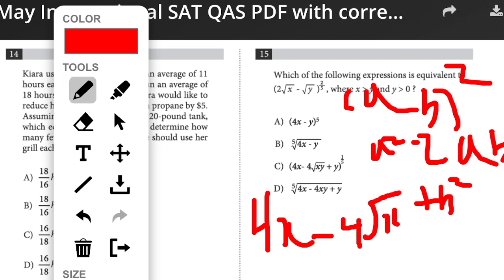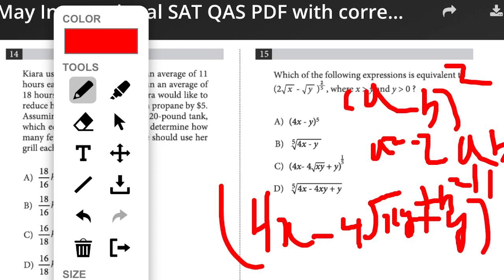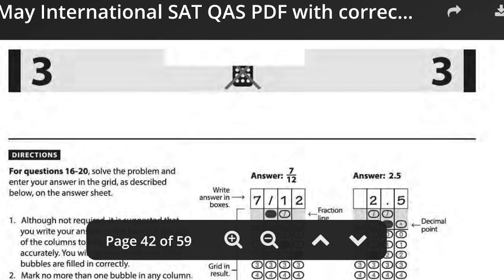We can put it all under the same root. That's all to the power of 1/2. Right? And then the plus y. And then this whole thing raised to the power of 1/5. Something like that. Is the answer choice C for 15. Alright? Cool. So 15 is C. Alright. Let's go on to the next one, number 16.